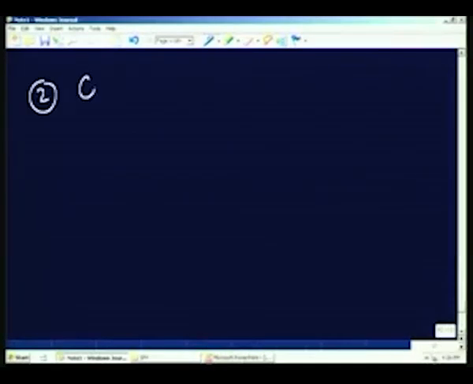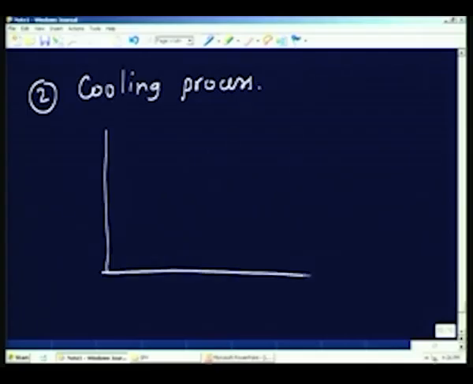The second part consists of the cooling process. So, let me just describe what happens. I will make a simple sketch here. This is the time axis, and the temperature. I have the calorimeter at a temperature T1, which is also the temperature of the jacket. This is also equal to the jacket temperature.